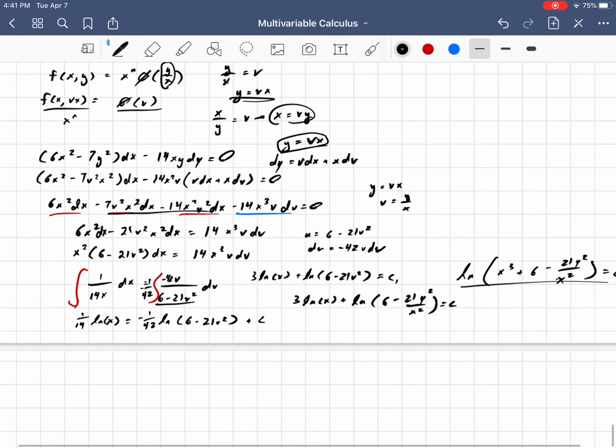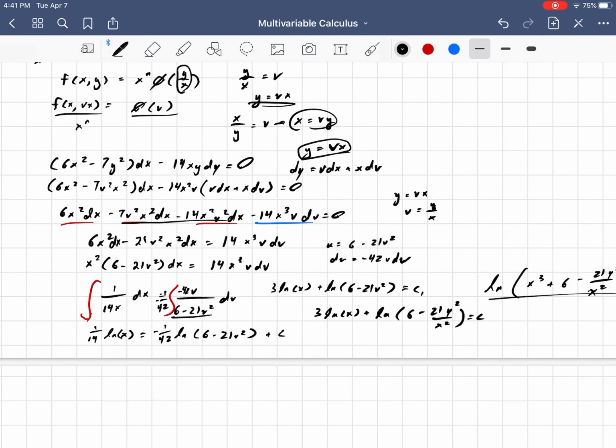And that's how you solve homogeneous differential equations. Once you recognize the homogeneity and you just substitute y equals vx, it's really just a bunch of algebra, and you can turn it into a separable differential equation.